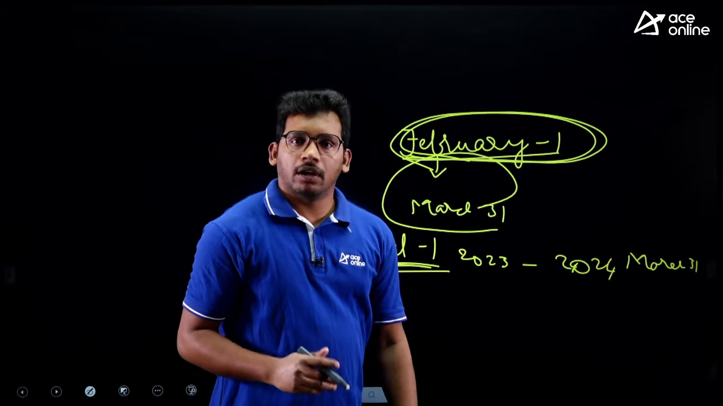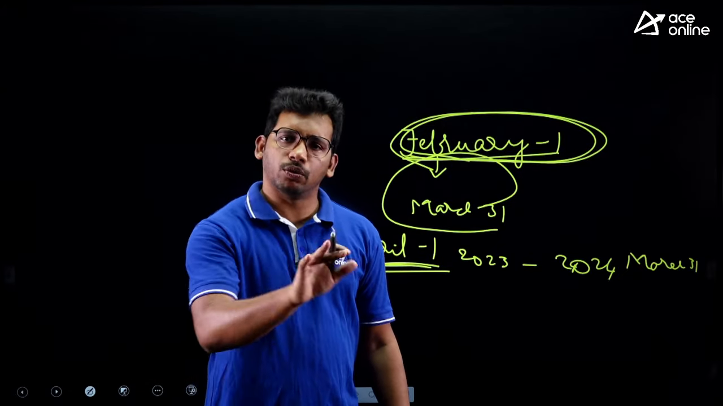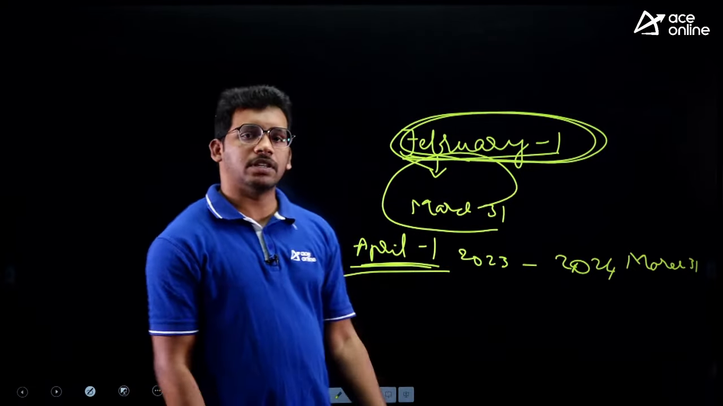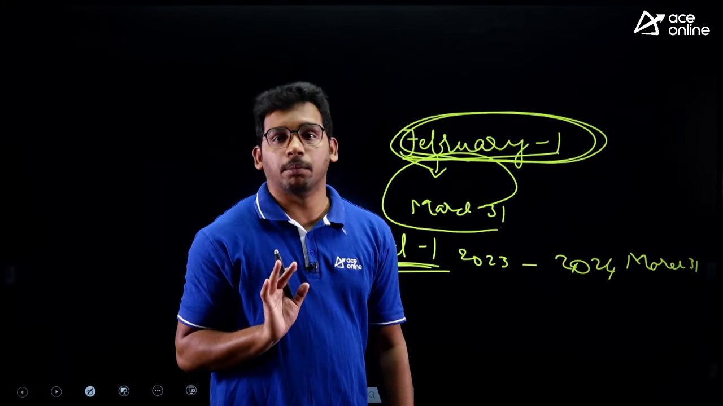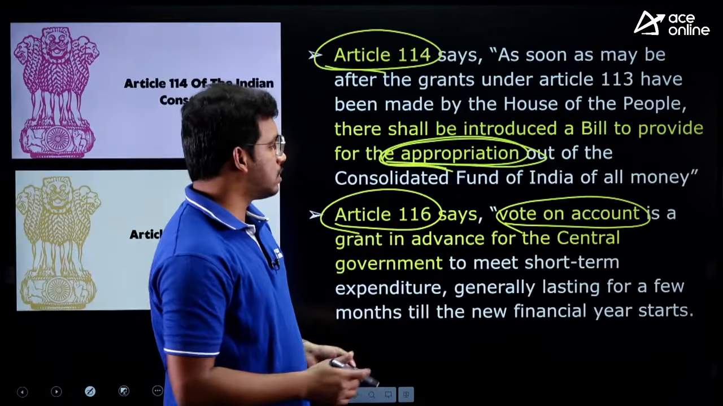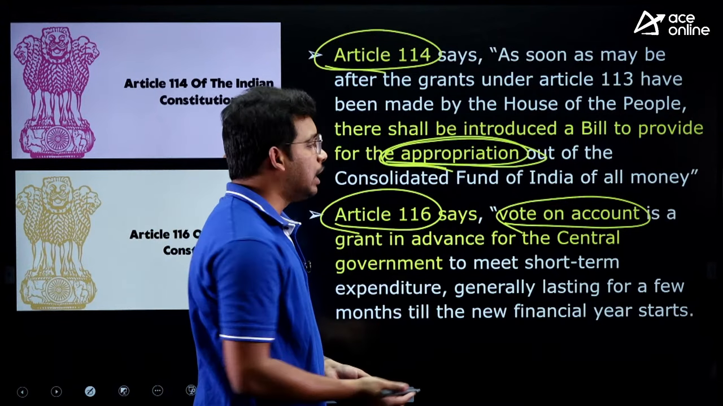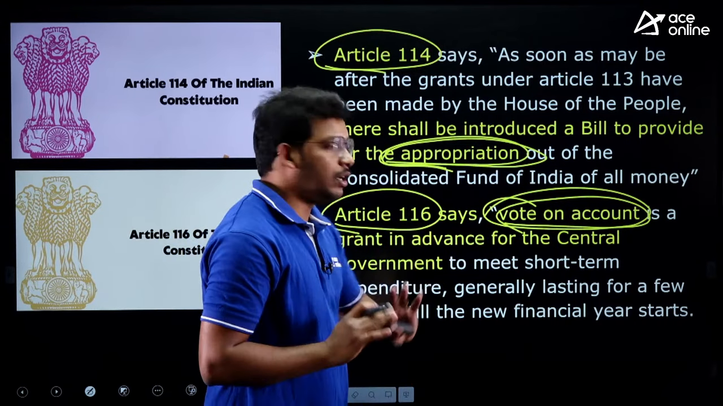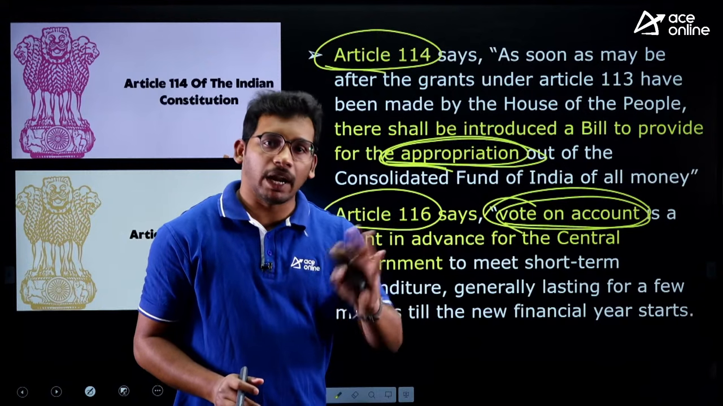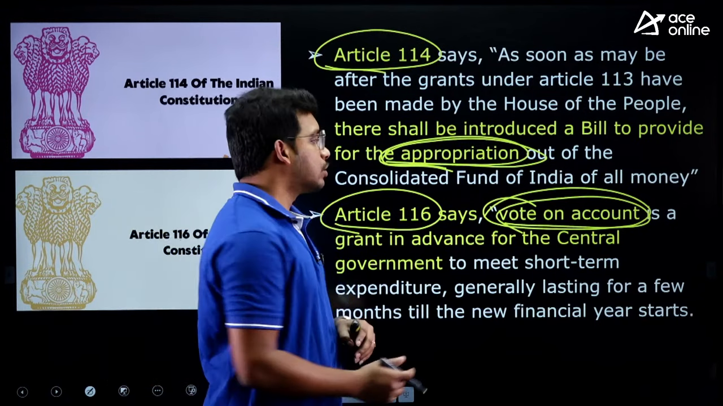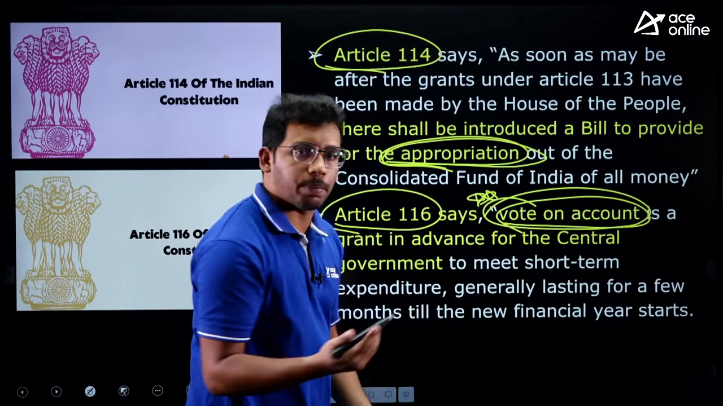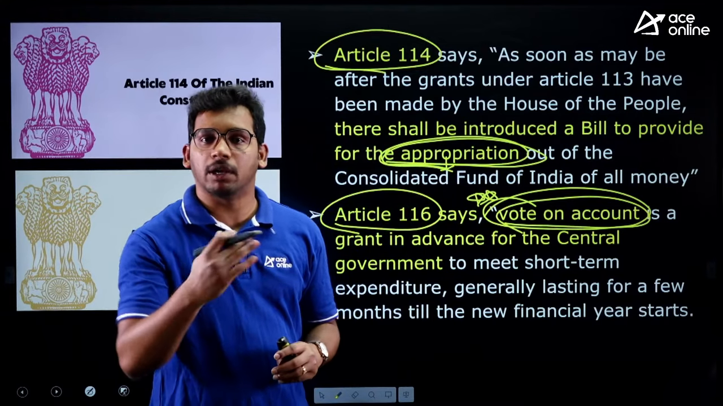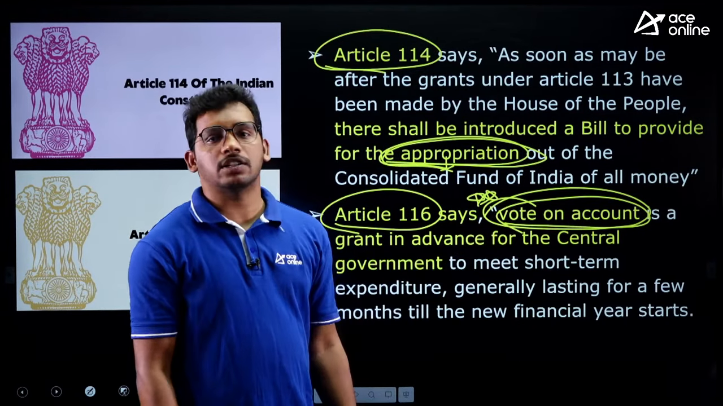In those 2 months, the government needs a certain amount of money, isn't it? They need to give salaries to the employees, they need to give some welfare schemes. If there is no permission from the parliament, then how can they take money? They need to give to certain offices or certain people, right? So that is called a vote on account. It is a temporary provision given by the constitution for the government to take money for 2 months, for a temporary period, right? So that is called a vote on account, a temporary permission for 2 months before the actual finance bill is passed on April 1, the final bill is passed, right?